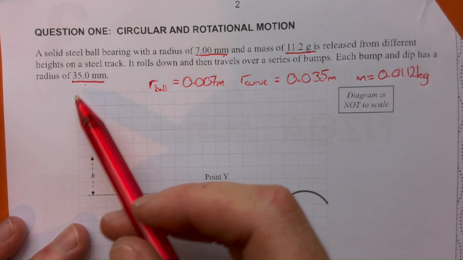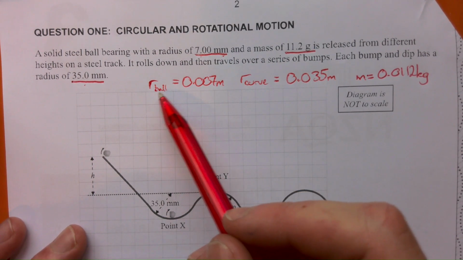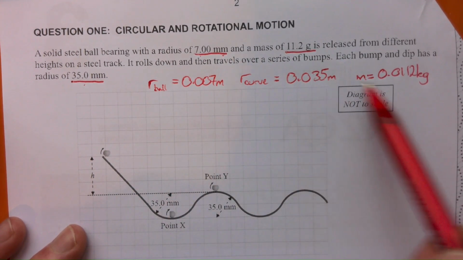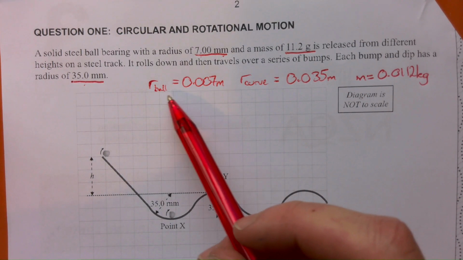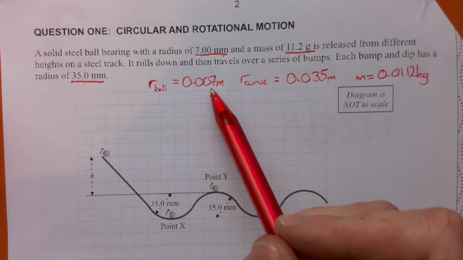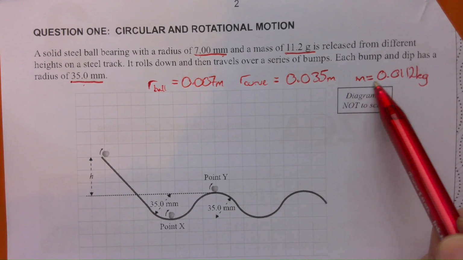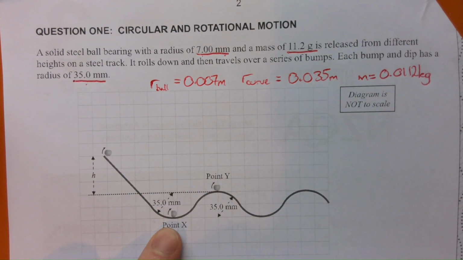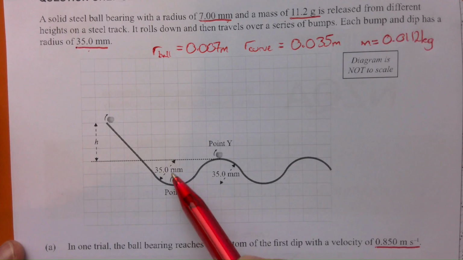So up here, straight away, I've underlined the information I might need for an equation. And I've also just quickly converted those units because they're all in millimeters or grams, and we want everything in meters and kilograms. So for each one, by coincidence, I've had to divide by 1,000. My radius of the ball is 0.007 meters, the radius of each curve is 0.035 meters, and the mass is 0.012 kilograms. We've got this handy little diagram that shows the height h, which will probably be used later on, and the radius of each curve labelled as well.